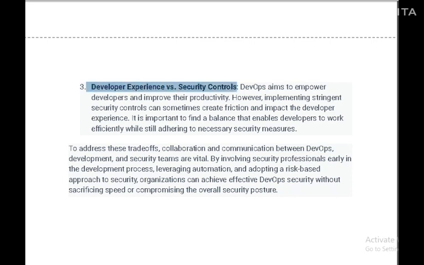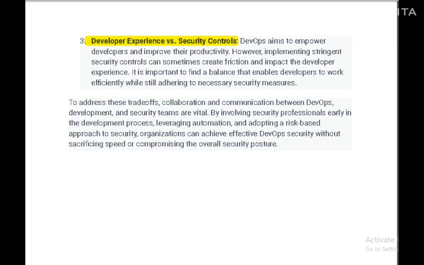The third trade-off may include developer experience versus security control. DevOps aims to empower developers and improve their productivity. However, implementing stringent security controls can sometimes create friction and impact the developer experience. It is important to find a balance that enables developers to work efficiently while still adhering to necessary security measures.